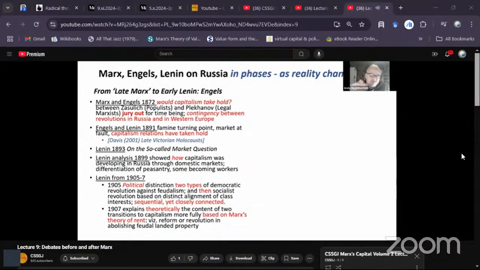Now, I'm not going to go through all of this in detail, lastly because of time, but Engels and Lenin independently, after Marx had died, both came to the view that in fact capitalism was taking hold in Russia. And the biggest signifier of that was the catastrophic famine in 1891, which is similar, not the same, but similar to famines in other parts of the world where capitalism was taking hold. In Late Victorian Holocausts, as it's called, the book talks about Brazil, China, India, you could even say Ireland and so on.